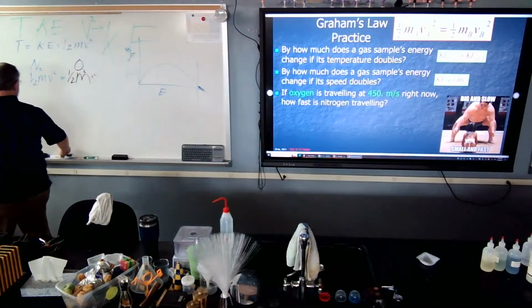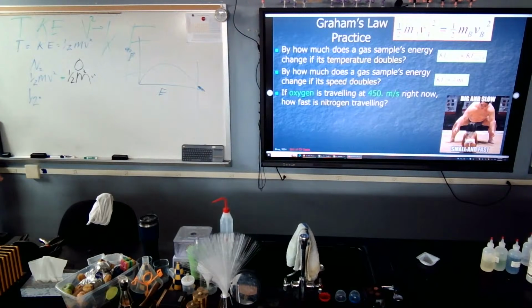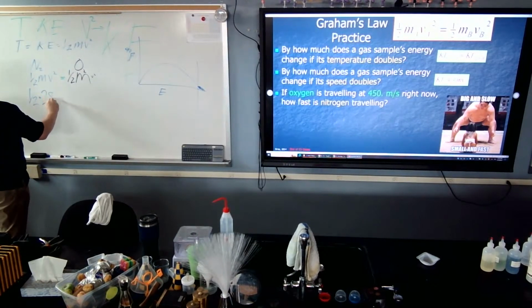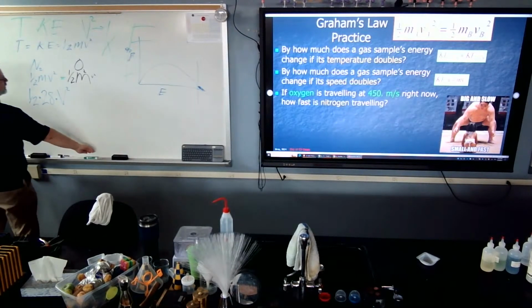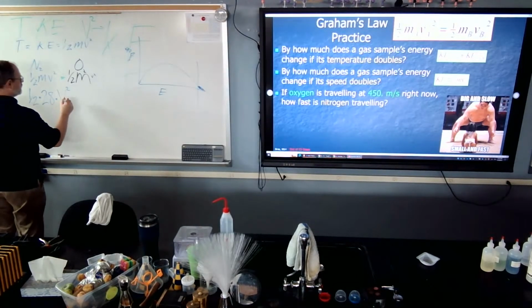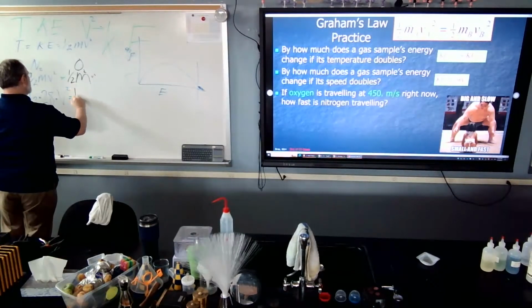So this is what we do. We say, all right, nitrogen, it is 1/2 times its molar mass. What's the molar mass of nitrogen? Probably 28, because it's N2. Remember, N doesn't exist. N2 does. So 28, and we want to know how fast it's going, v squared. And we are comparing it to oxygen, O2, which is also 1/2.